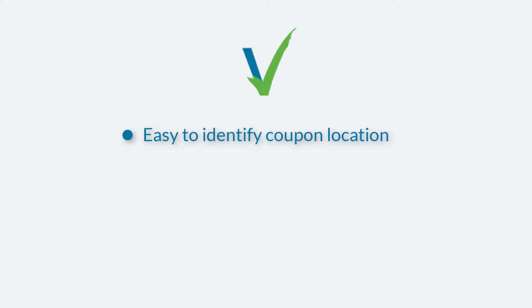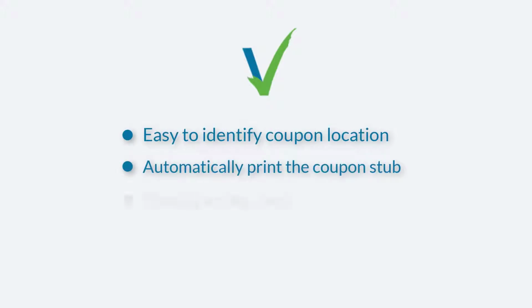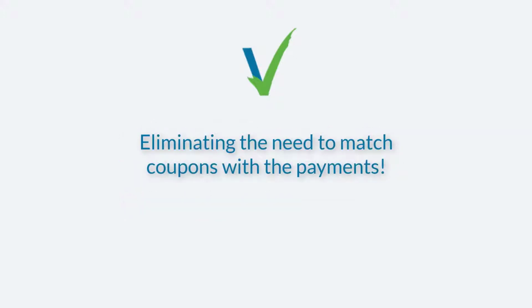Vantica also makes it easy to identify the coupon location for the invoices that your vendors send, and will automatically print the coupon stub directly on the check, eliminating the need to match coupons with the payments.